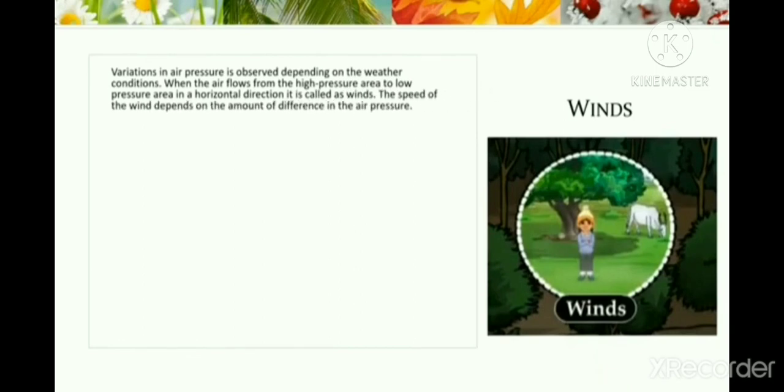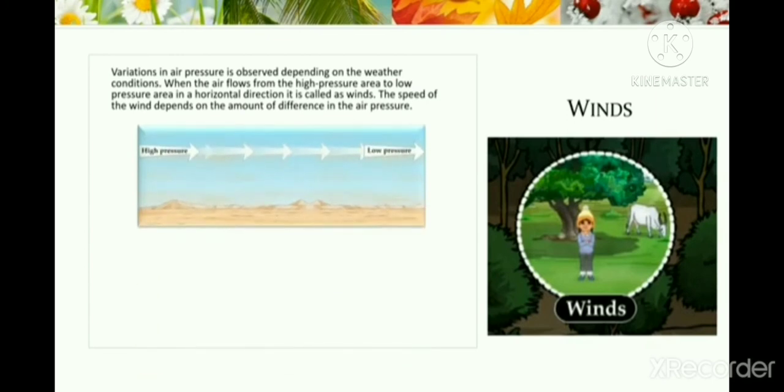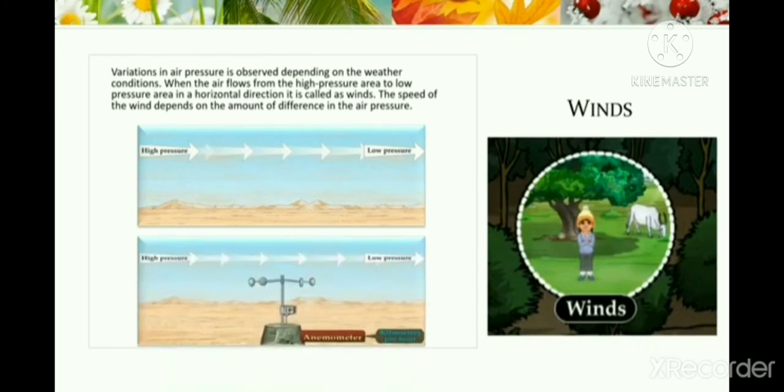Now let us see the second element of weather, which is wind. The variation in the air pressure is observed depending on the weather condition. When the air flows from the high pressure area to the low pressure area in a horizontal direction, it is called wind. The speed of the wind depends on the amount of difference in the air pressure. The speed of winds is measured using the anemometer in kilometers per hour.